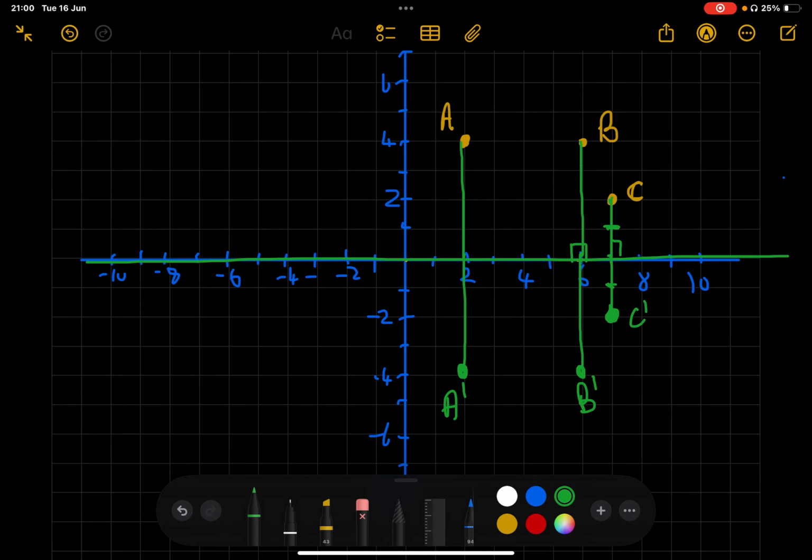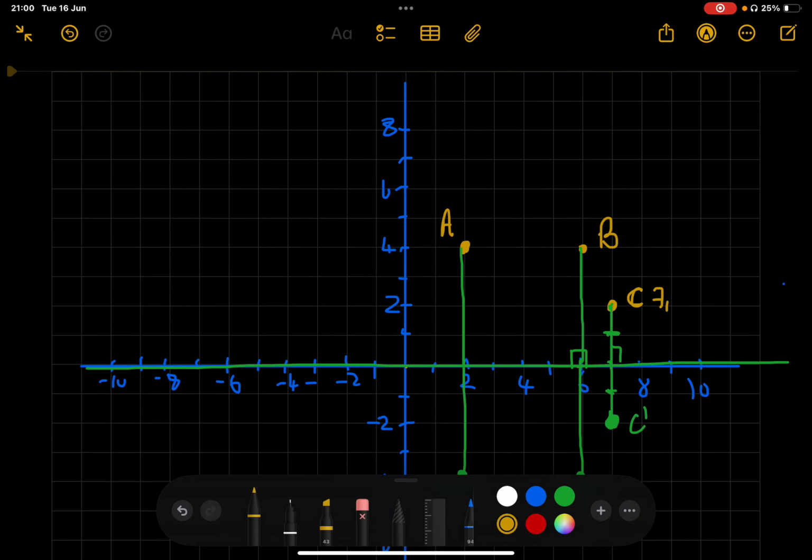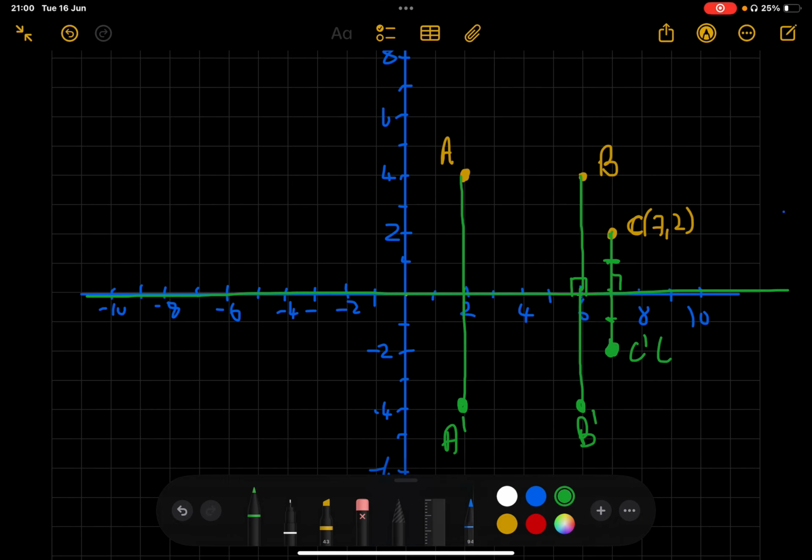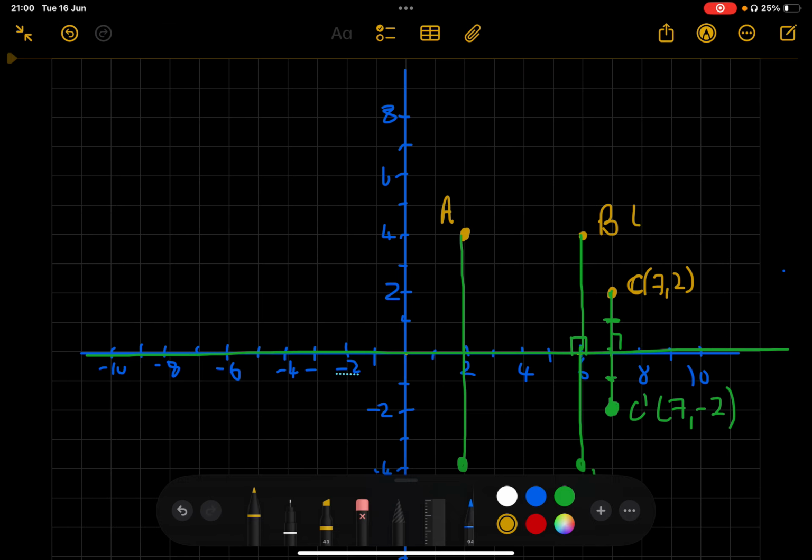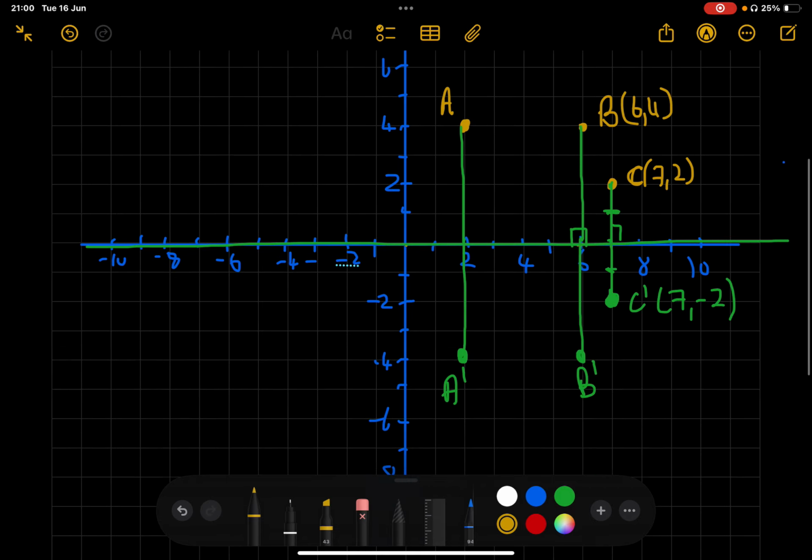The coordinates of C prime, you see the x value didn't change, right? So we're just flipping it through the x-axis, keeps the x value the same, but changes the y value. So let's write the original values in. C was 7, 2, but now C prime is still 7, right? The x value is still the same. The y value is minus 2. The original value for B was 6, 4. Now for B prime, we're still at 6 on the x-axis, but now we're at minus 4 on the y-axis.